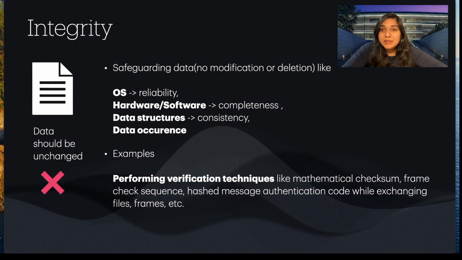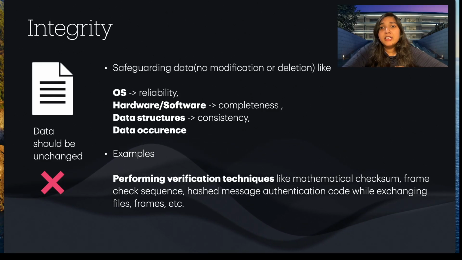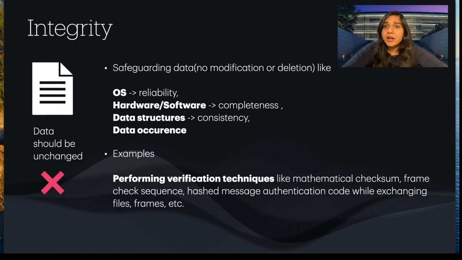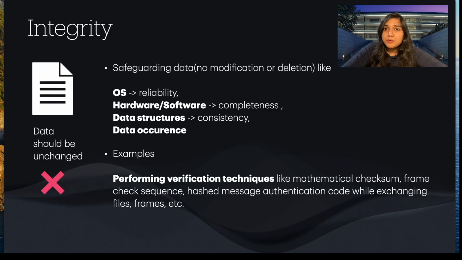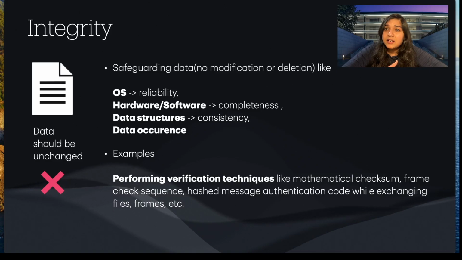The second principle in the CIA Triad is integrity. What we mean by integrity is that the data should be unchanged. It should not be modified. It should not be deleted. So we have to safeguard our data, and not just our data, but also systems and processes. We need to make sure that the operating systems we are using across the internet are reliable. We need to make sure that the hardware and software are complete. We need to make sure that the data structures are consistent and the data is unmodified.